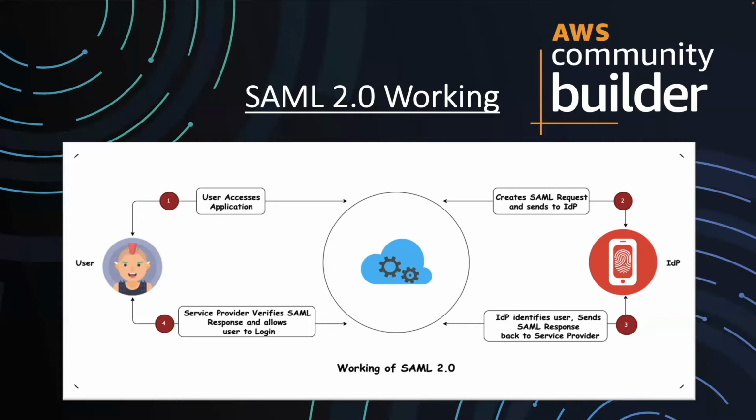So how can SAML 2.0 be used for API access in AWS? That we will see in the next slides.